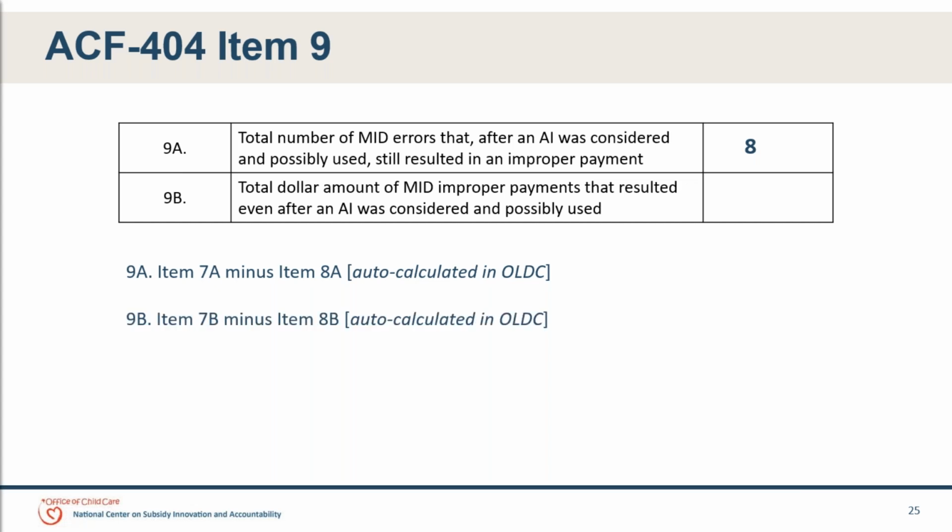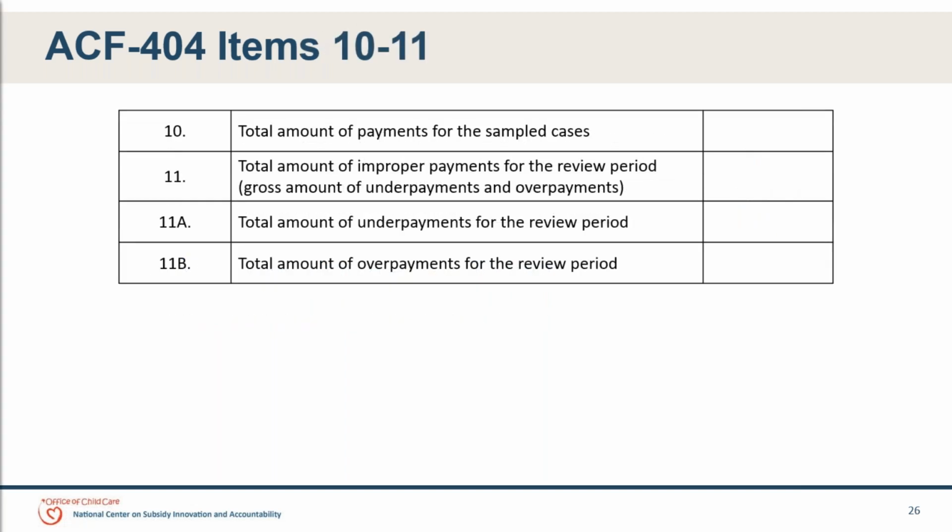9B is kind of the same idea. It's asking for the total dollar amount of improper payments that could not be mitigated. Again, this is just 7B minus 8B, and it's done for you in the OLDC. So we're left with $2,120 for our example. Okay, that's the last of the MID-specific items for now in part 2.